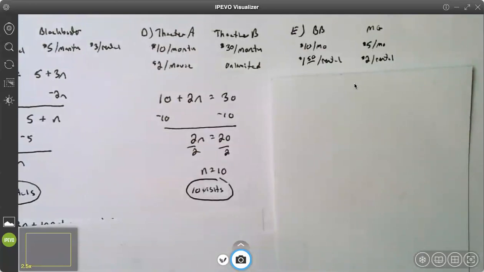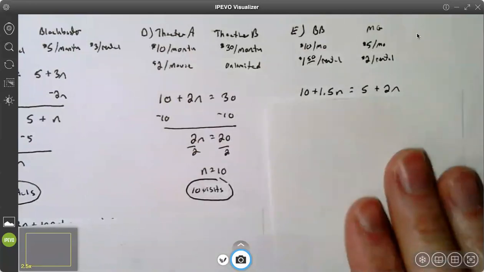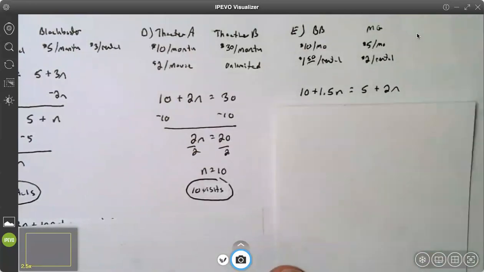And we're going to do a break-even analysis to figure out when the cost is equal. Our expression for Blockbuster would be 10 plus 1.5n, $10 for the month plus $1.5 per movie. And movie gallery would be $5 for the month plus $2 per movie. Now we'll solve an equation to find the break-even point.